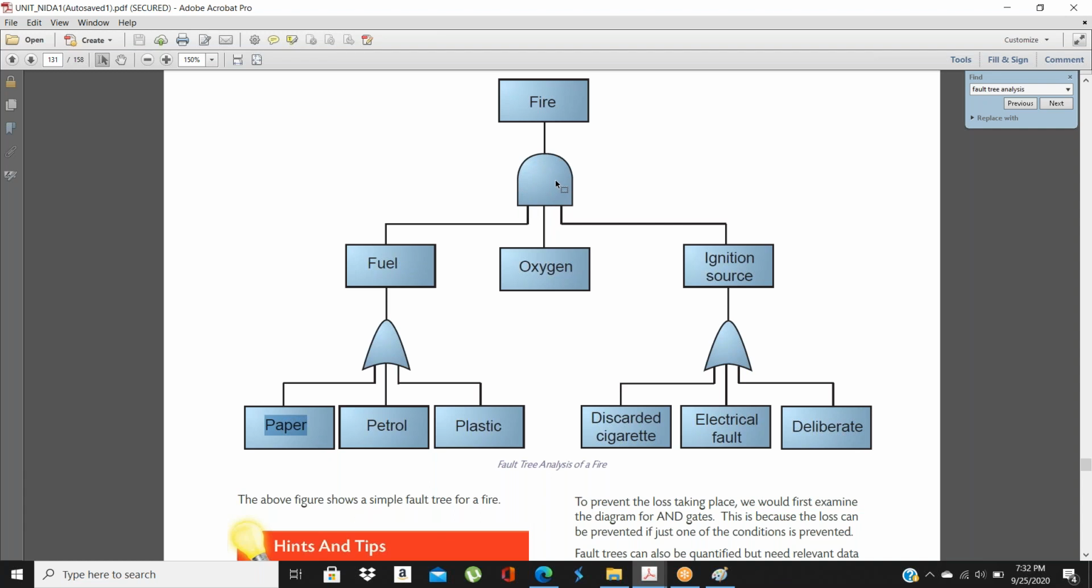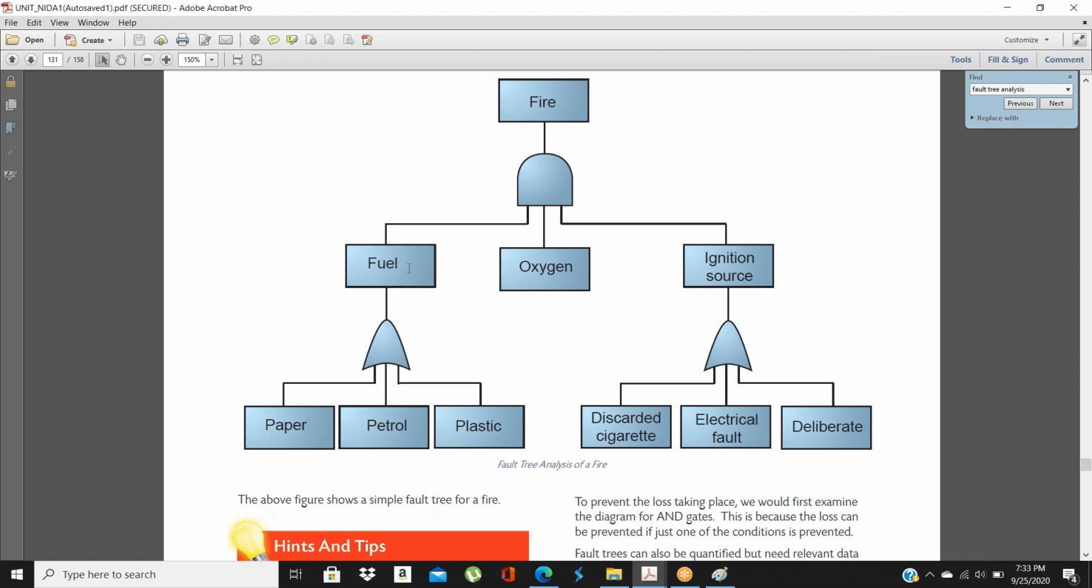Now here is the fire event. For the fire event, there should be an AND gate, because fire will never start if these three things are not there. If there is no fuel, no oxygen, or no ignition source, there will be no fire. So in this case, we will install one AND gate. If you forgot the symbols, you can also write AND here. So fuel and oxygen and ignition source must be there, then there will be a fire.